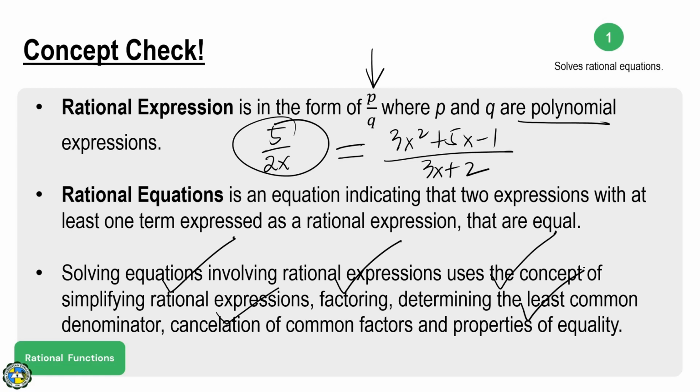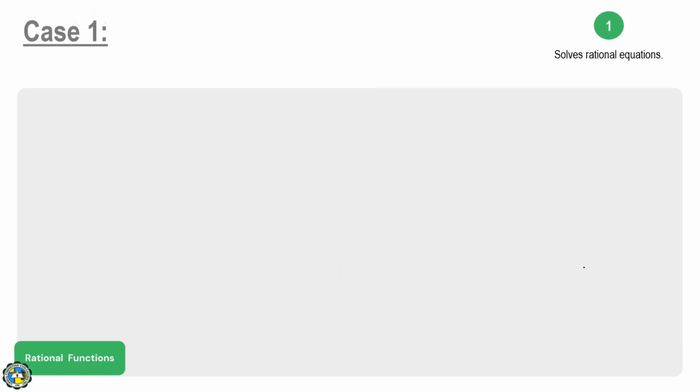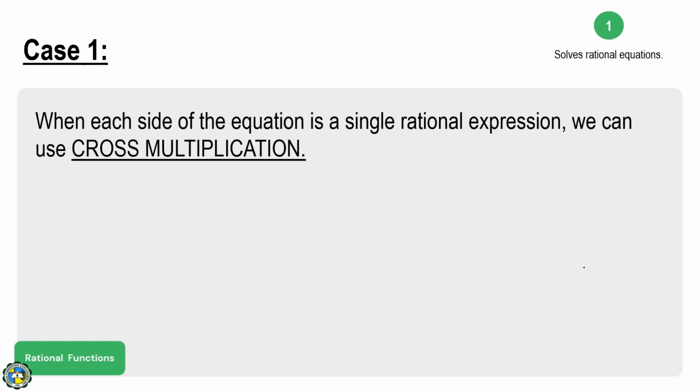Okay? And then, when we are solving equations, na kung saan it involves rational expression, remember po that we are using the concept of simplifying rational expression, factoring, determining our LCD, cancellation of common factors, and syempre, the properties of equality. And when we are solving rational equations, you have a choice po, no? Choice on how are you going to eliminate our fractions po. So, I will give you two concepts or two ways on how are we going to do that. So, first case, we have when each side of our equation is a single rational expression, we can use cross multiplication po. So, remember po, kung single to single lang po yung rational expression natin, no? Definitely, we can use only a cross multiplication po.